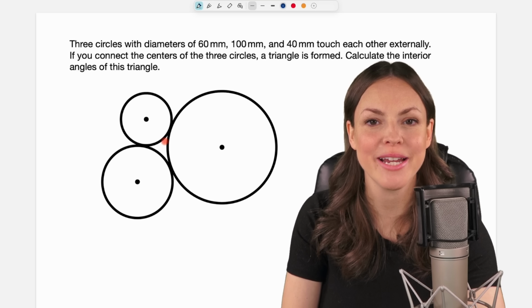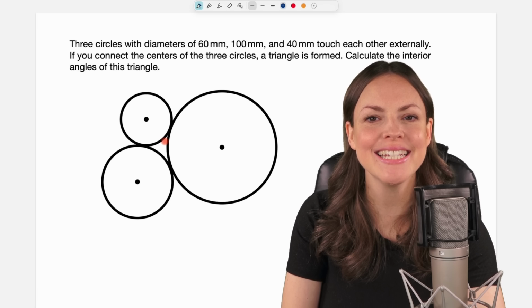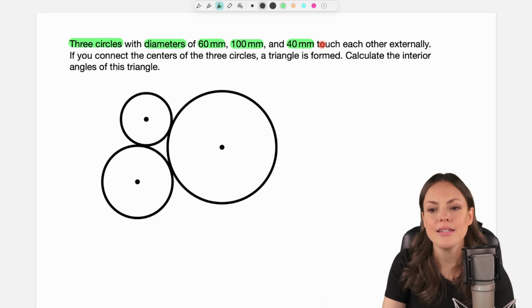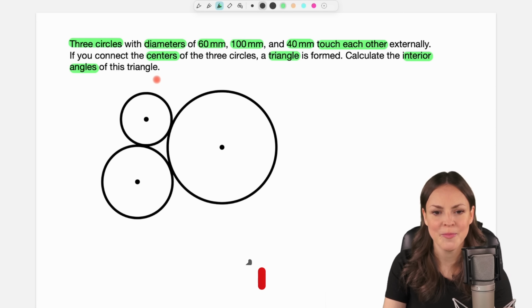Today I want to show you how to solve this problem that was part of a 10th grade final exam from 1964. 3 circles with diameters of 60 millimeters, 100 millimeters, and 40 millimeters touch each other externally. If you connect the centers of the 3 circles, a triangle is formed. Calculate the interior angles of this triangle.